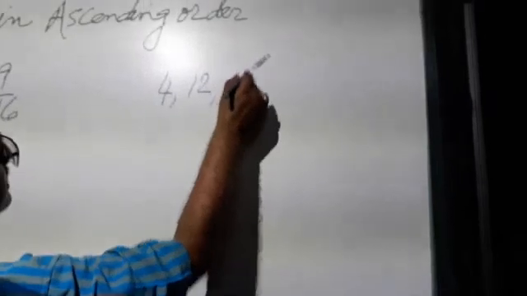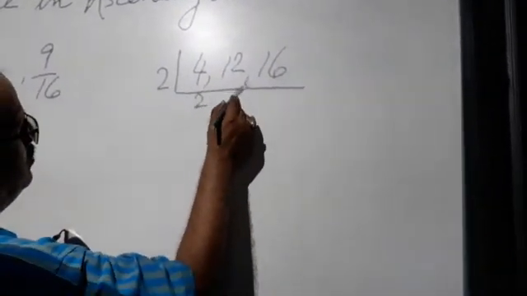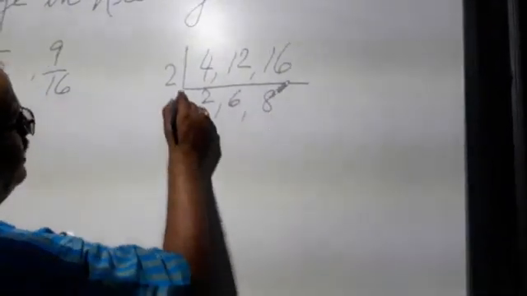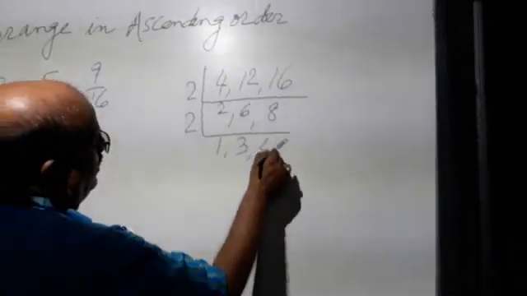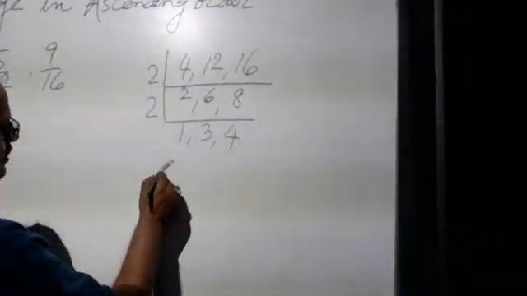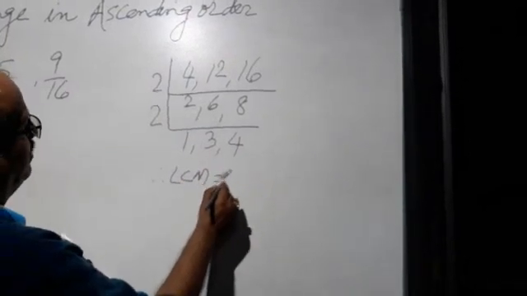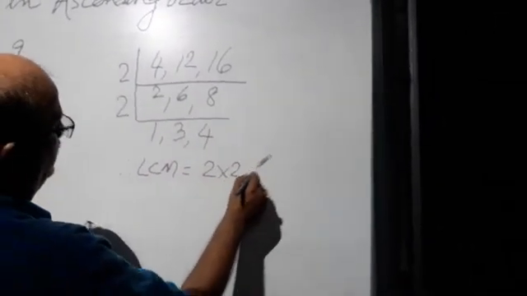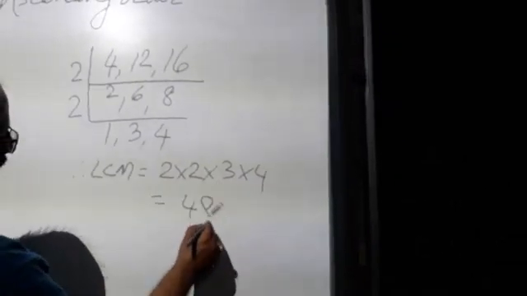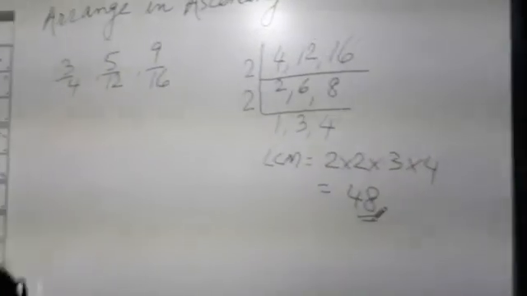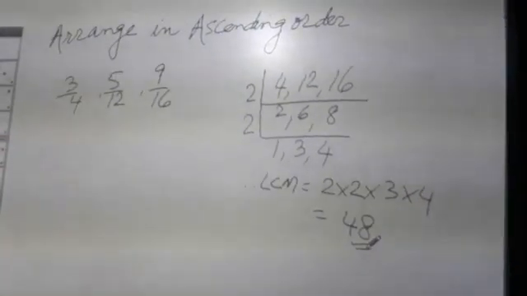So let us see the LCM of 4, 12 and 16. Let us find the LCM. Dividing by 2: 2 twos are 4, 2 sixes are 12, 2 eights are 16. Then 2, 1, 3, 4. So the LCM is 2 into 2 into 3 into 4, which is equal to 48. So 48 is the LCM. Clear?